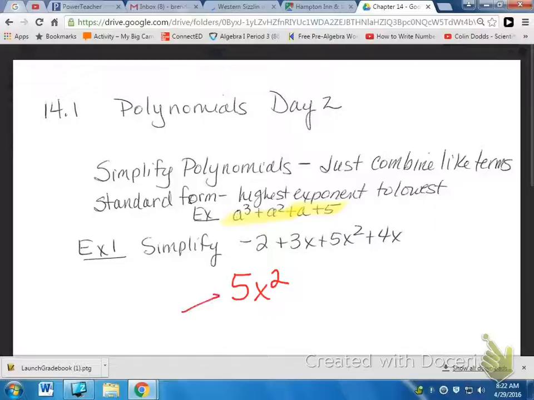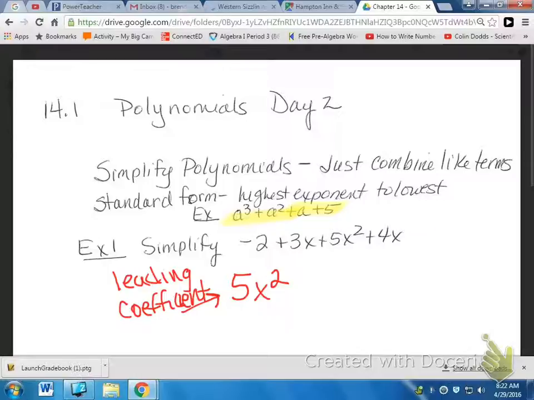Now, I want you to know that that 5 is now called the leading coefficient. You should know what that is. The leading coefficient, because it is the first coefficient in the standard form polynomial. Okay, so the first coefficient is called the leading coefficient.